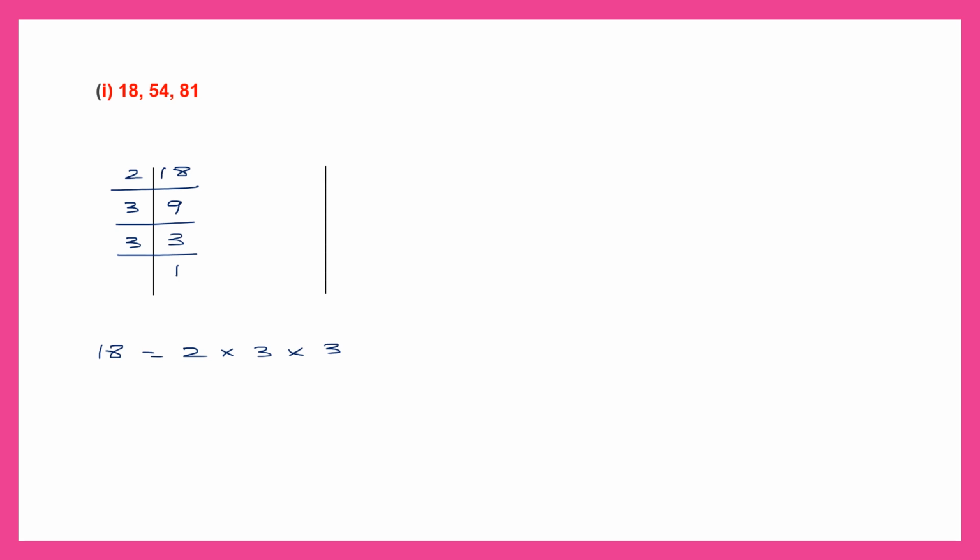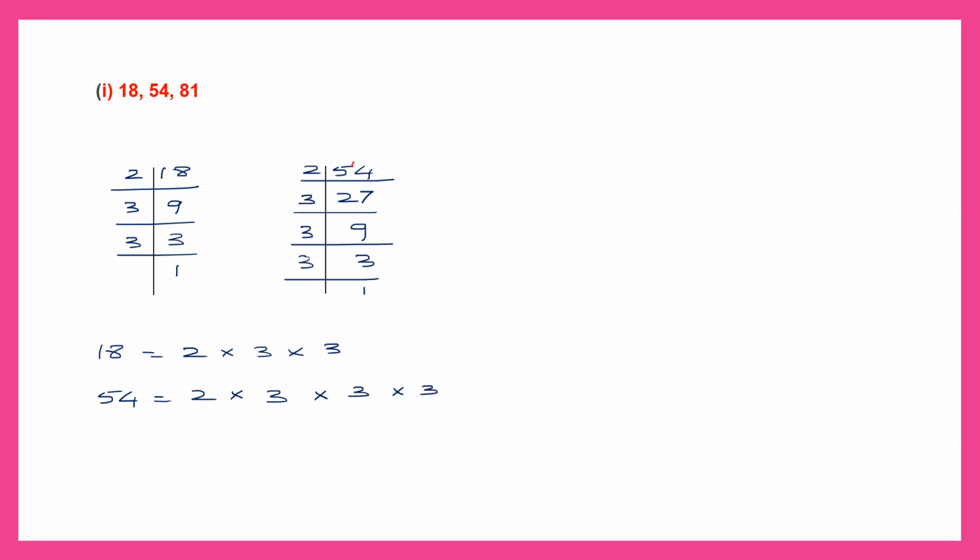Let's get the prime factors of 54. So 54, again it's an even number, so we can divide it with 2. 2 twos are 4 and there's 1 left, so that's 14. 2 sevens are 14. Now take 3. 3 nines are 27. Continue with 3. 3 threes are 9. Again 3. 3 ones are 3. So what are the prime factors of 54? So we have 2 into 3 into 3 into 3.